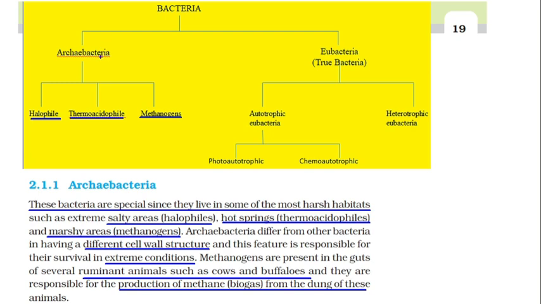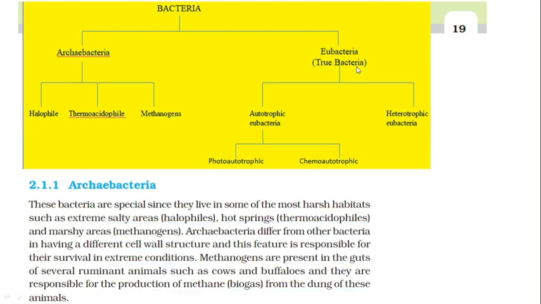But we also have another kind of bacteria which are known as eubacteria. So eubacteria are the true bacteria and they can be classified into different categories. So we have autotrophic eubacteria and heterotrophic eubacteria. Autotrophic eubacteria are of two types, photoautotrophs and chemoautotrophs. So let us see what the eubacteria or the true bacteria are.